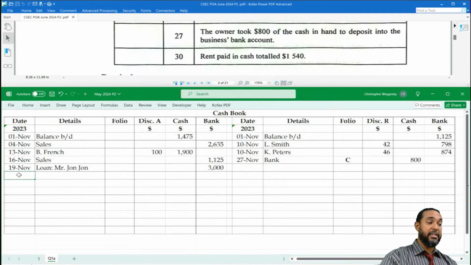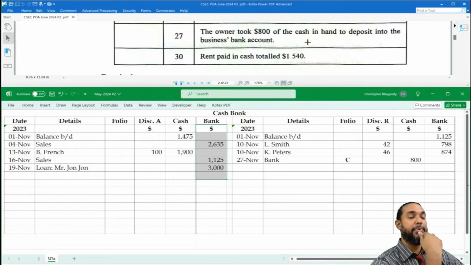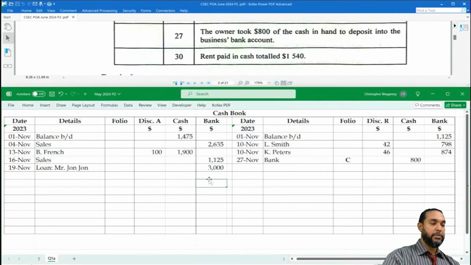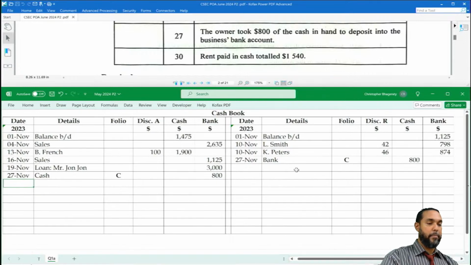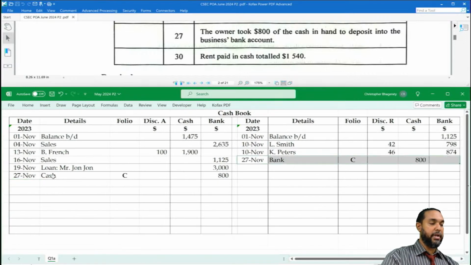Okay. And on the debit side, you have to show the money going into bank, right? The owner took 800 out of cash to deposit into the business. I'll just do the contra entry. So on the debit side, under the bank column, you're going to put 800. It came from cash. Put a big old C there. And that's the same 27th of November. So these two transactions are the contra entries here.